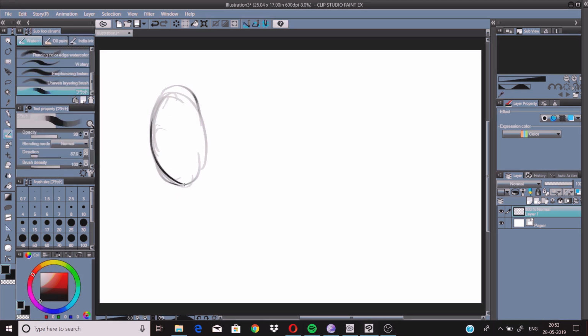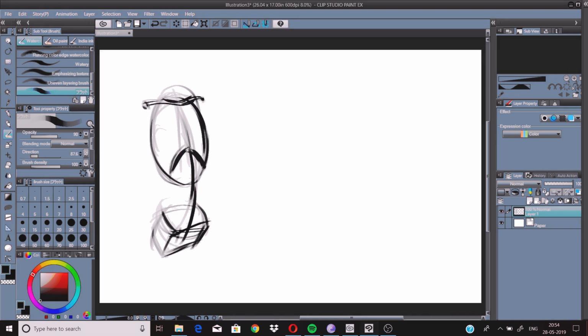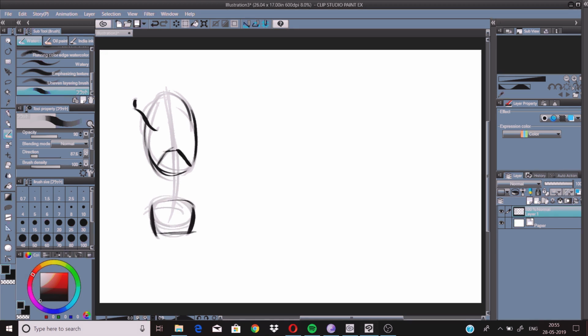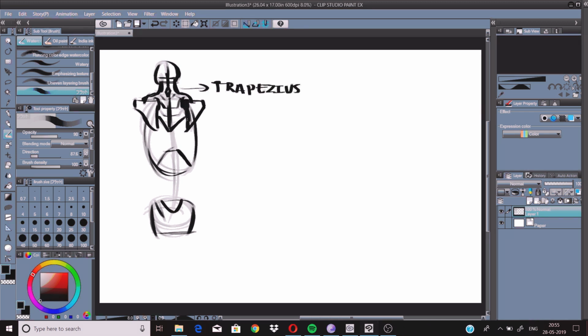The clavicles, the pit of the neck, and the manubrium together help in locating the pectoralis muscles, and also the manubrium separates the two muscles. The scapula, the cranial notch, and the seventh cervical vertebra help in locating the trapezius muscles, and also if the scapula moves from its position, the trapezius also moves accordingly.